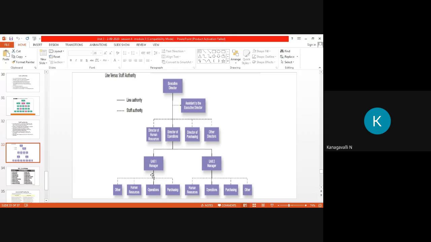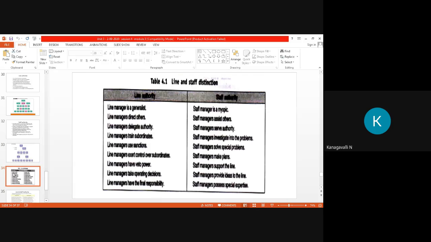So the unit one manager has the divisional part, HR and operation and purchasing. The same thing has n number of managers. So the general manager is maintaining all the departmentalization. Then these managers are giving reports to the director, then the director is reporting directly to the executive officer or director, right? So this is the difference between line and staff authority.